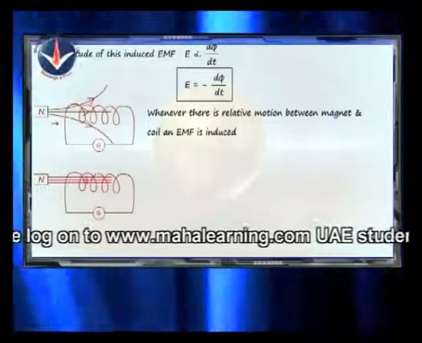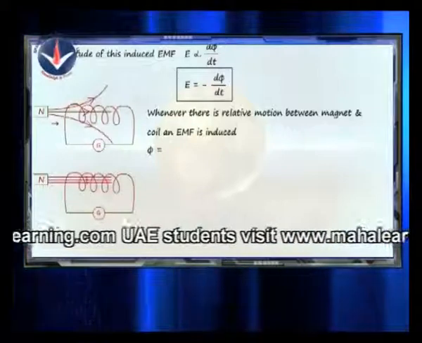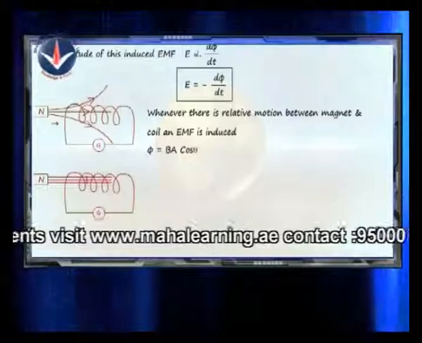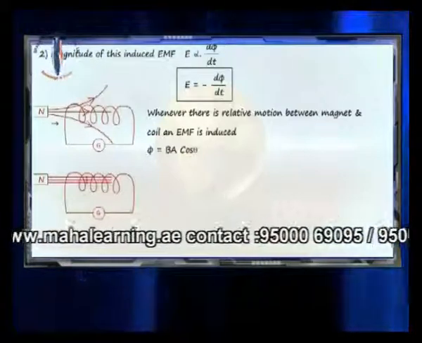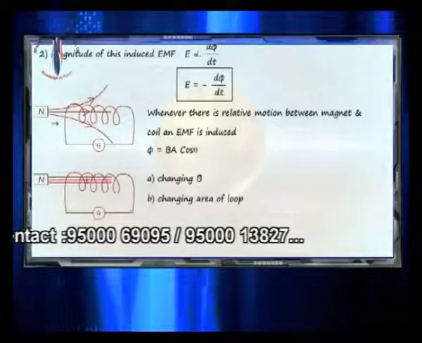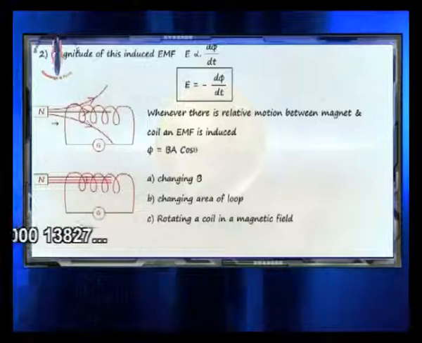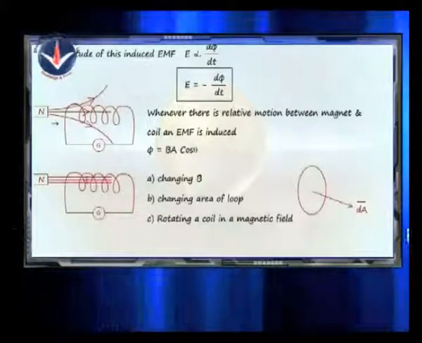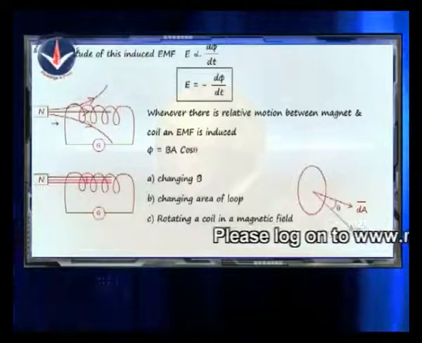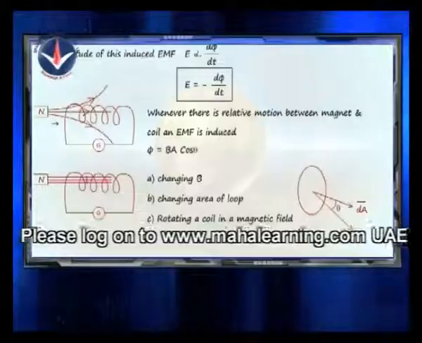So, in how many ways can we induce EMF? We have seen that the flux linked with the coil is given by B A cos theta. So, we can change flux through a coil by changing the magnetic field, changing the area of the loop, and rotating the coil in a magnetic field. If this is the coil, this is the area vector and this the field, then we can change theta by rotating the coil. So rotating a coil in a magnetic field can induce an EMF.